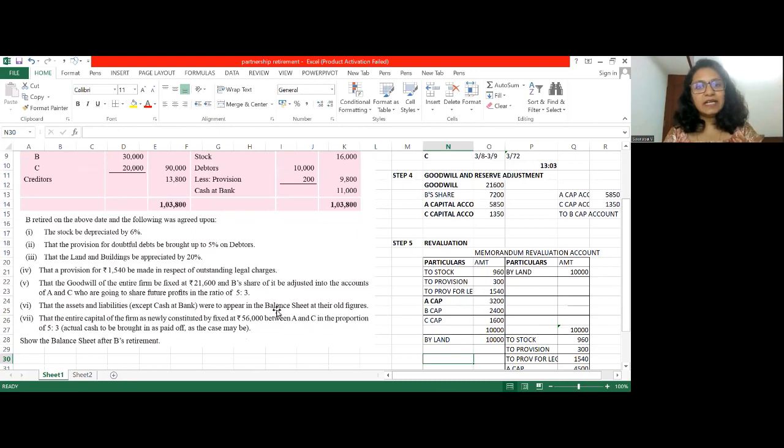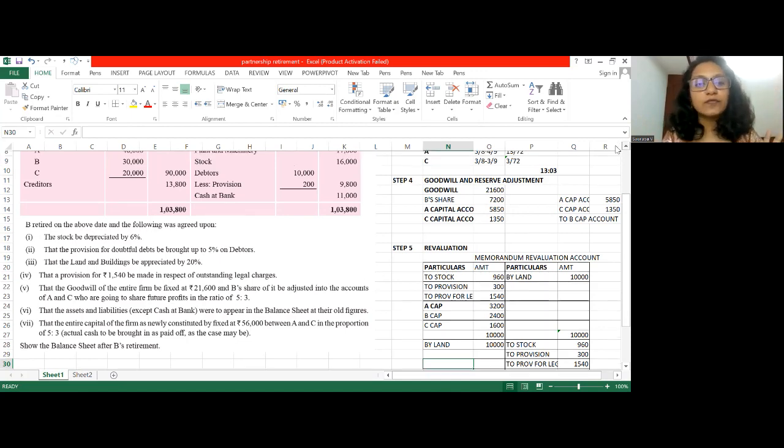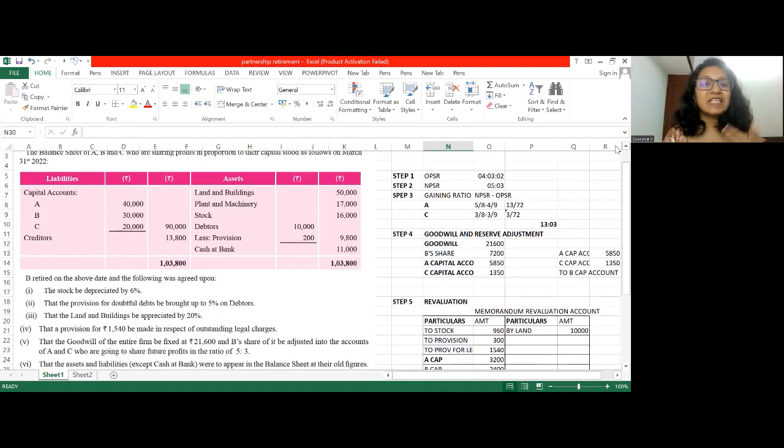So that means that once you prepare a revaluation account, what will happen generally? The profit or loss will be shared among the partners in their old profit sharing ratio. And when you prepare the balance sheet, you will use the revalued figures. But in this question, it is stated that you should not use the revalued figures. Use the same figures as the old balance sheet. So in that case, we should not prepare a revaluation account. Instead, we have to prepare a memorandum revaluation account.